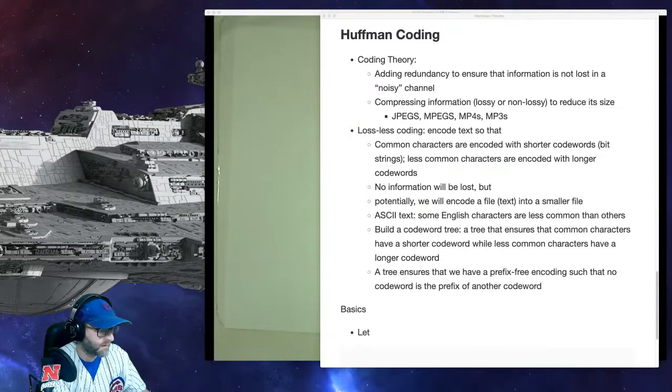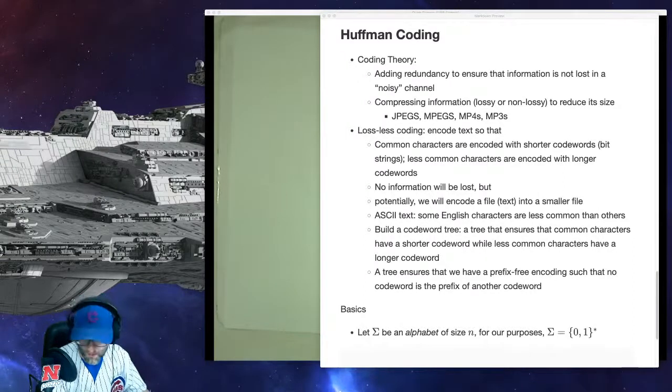Let sigma, right here in math mode, be an alphabet of size n. For our purposes, our alphabet is simply just going to be binary, so sigma equals {0, 1}, and we may revisit this notation later on.